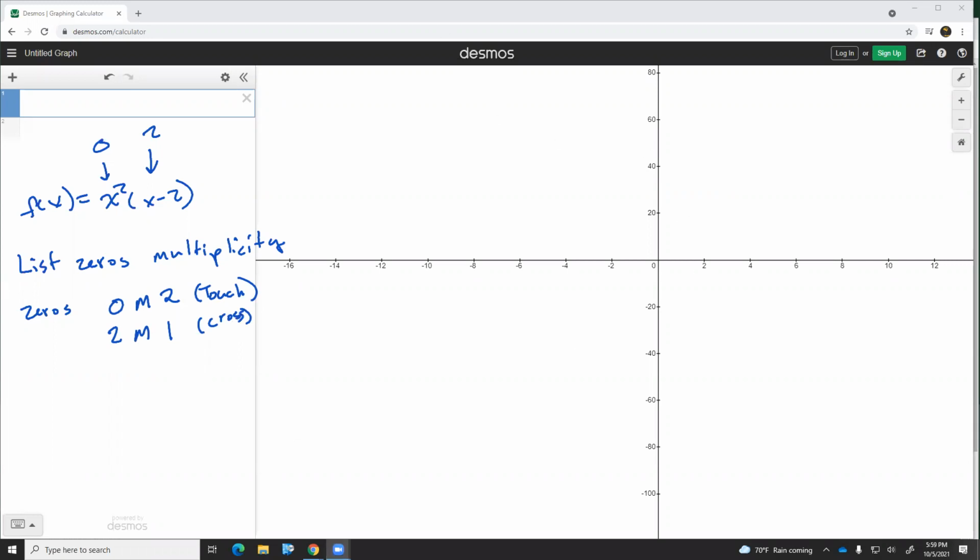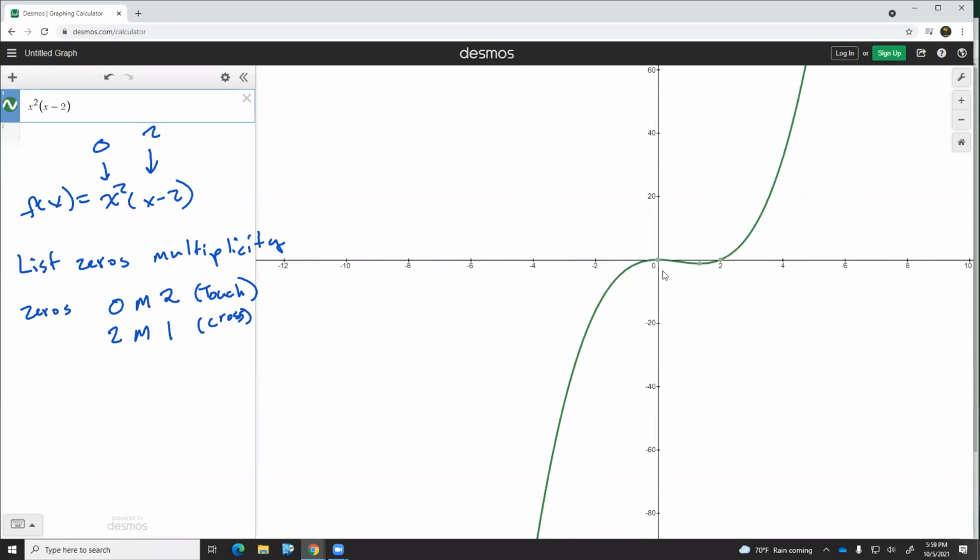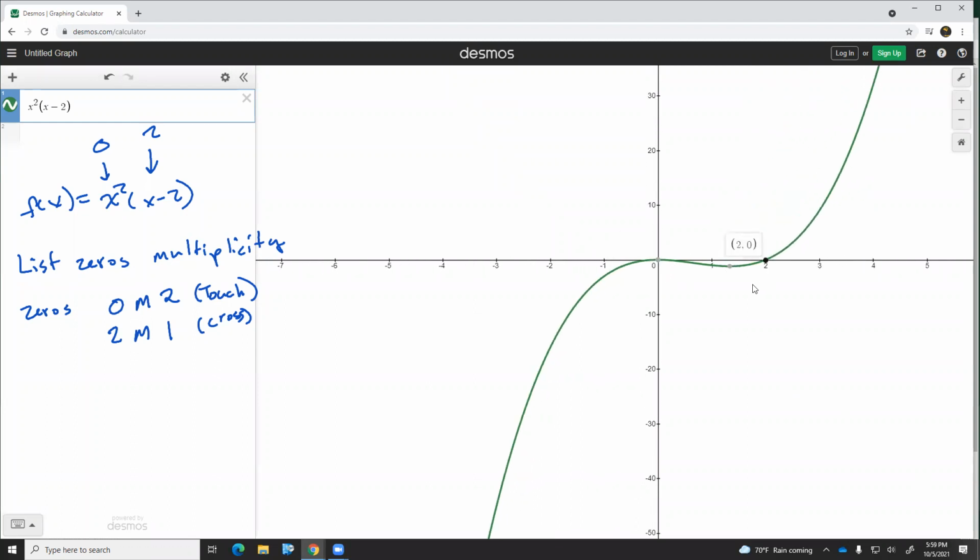Y'all see how quick that was? And now I can actually plug in and see if I'm right, even though I know I'm right. And you can see here, it touches at 0 like you said it would. And crosses at 2 like you said. Everybody cool with that? Questions?